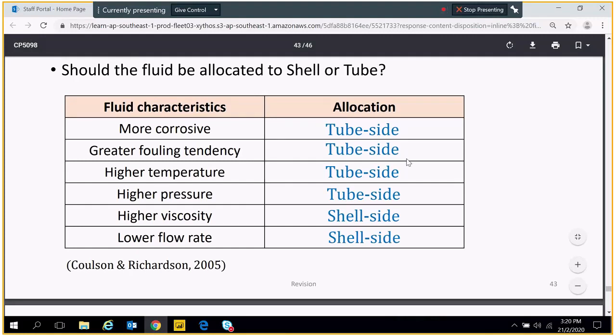This one, the fluid allocation, is also important. If it's more corrosive, has a greater fouling tendency, higher temperature, or higher pressure, put it at the tube side. Higher viscosity, please don't put in the tube. It's very difficult for the fluid to move inside the tube. The pump will be overworked. So higher viscosity, put at the shell side. If you want lower flow rate, put at the shell side.